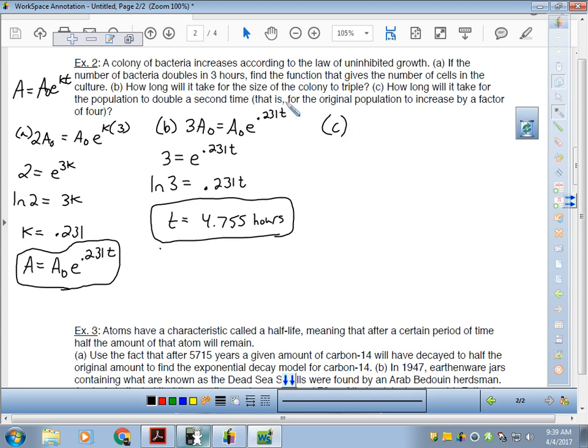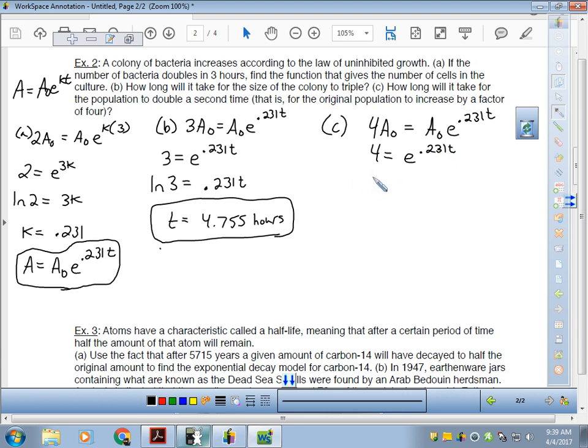All right. Part C asks how long will it take for the population to double a second time, which another way of saying that is the original population increases by a factor of 4. The original population quadruples. So that means we're going to have 4 times the initial amount equals the initial amount e to the 0.231t. Divide the initial amount across. 4 equals e to the 0.231t.